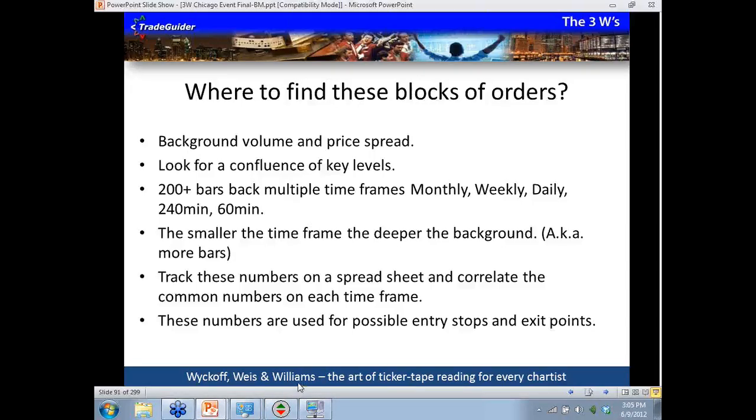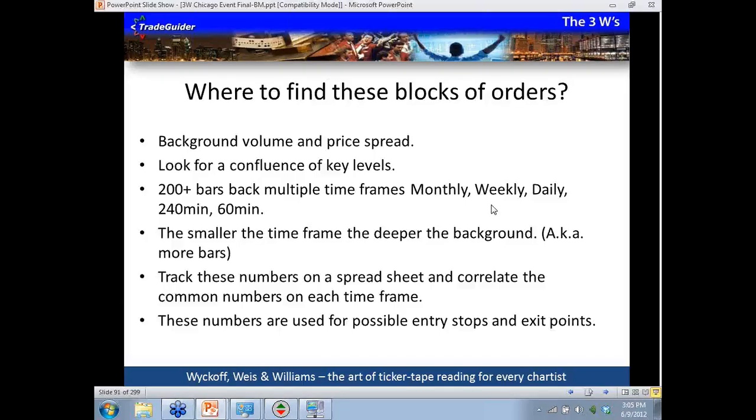So what I do is I track the numbers on a spreadsheet, and I correlate them with common numbers on each time frame. So I'll take a monthly, I'll do my routine, I'll put all the numbers on a spreadsheet. Do the weekly, put them all on there. And as soon as these start to gel and I start to see the confluence of numbers, I stick with those. And then I adjust them as the market unfolds. If it's a monthly or weekly, you don't have to adjust them too much. Daily, not too much. 60, 240, you start to adjust a little more.